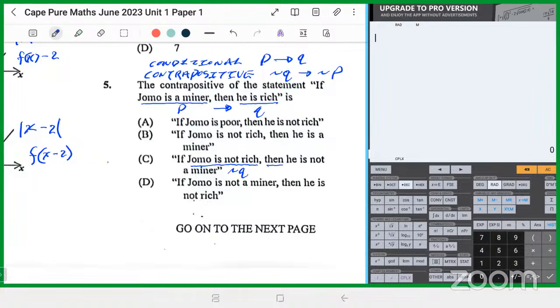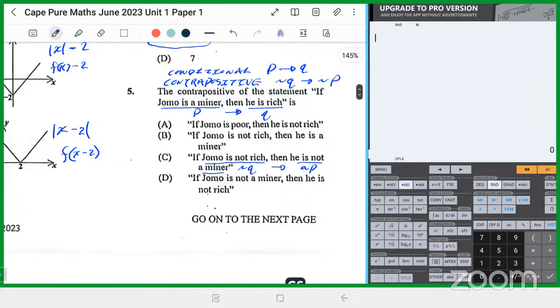This is your implies. Then JOMO is not a minor, meaning you're not P. All right, because P is JOMO is a minor, so not P is JOMO is not a minor. Right, so the answer is this one. This is it. It's a different color.